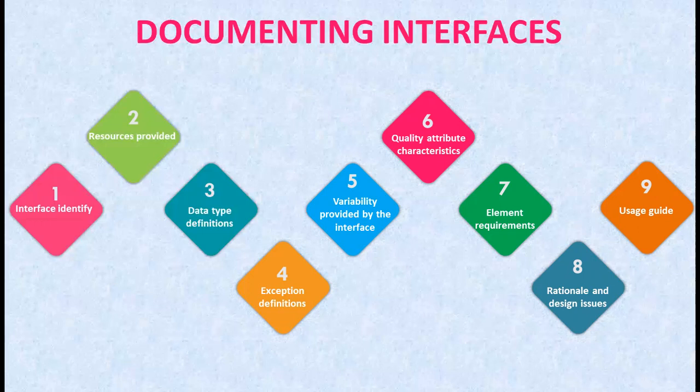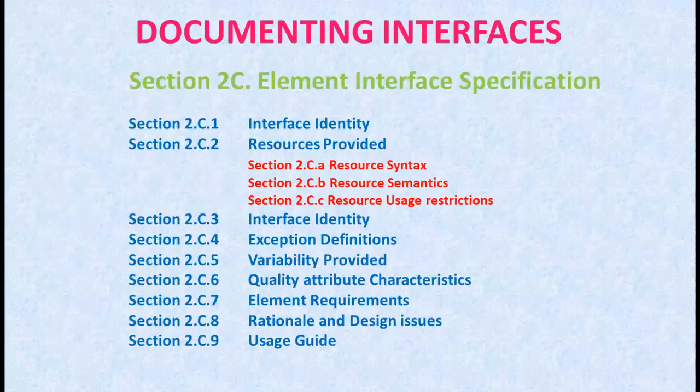So these nine are the part of the interface documentation which are shown in this particular form. Here we have first one, interface identity. Second, we have resource provided. Third, we have locale of interactions. Fourth, data type definitions. Then expectation documentation, variability provided, quality attribute characteristics, element requirements, rationale and design issues, and the ninth one is the usage guide.